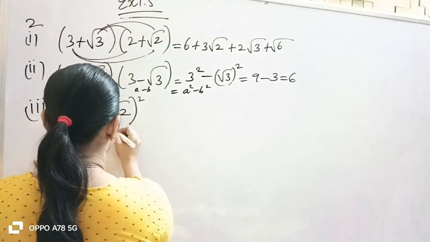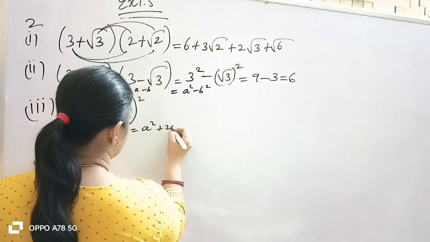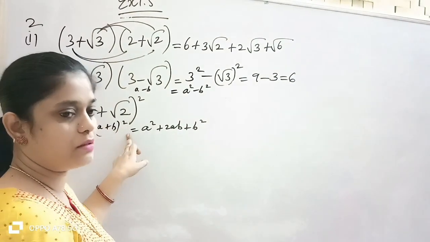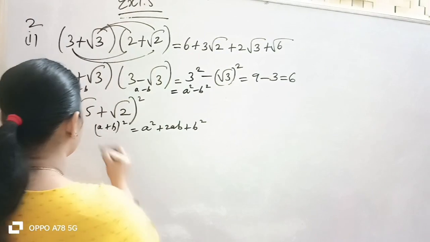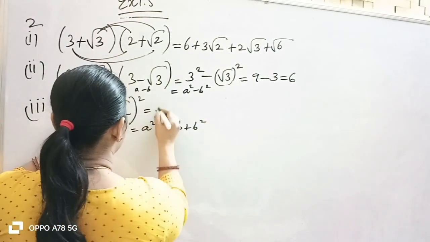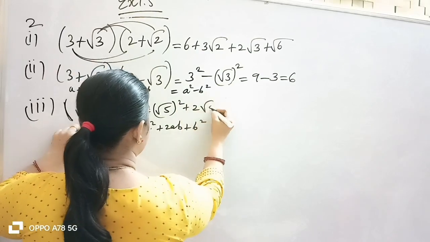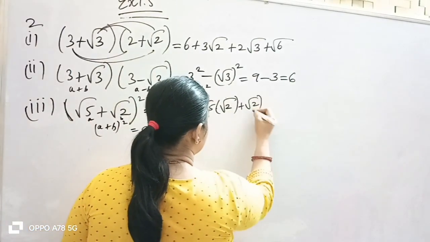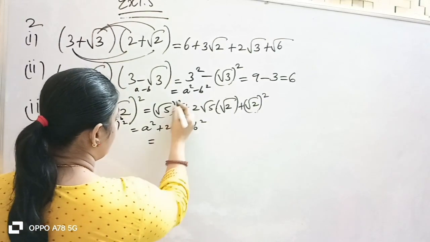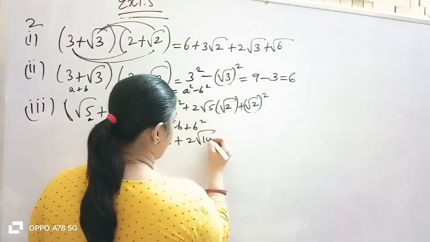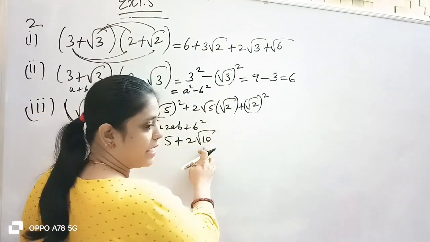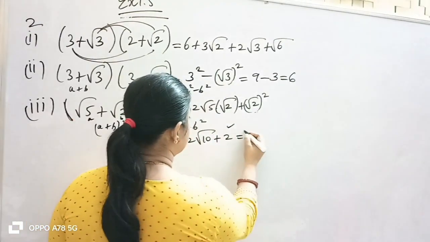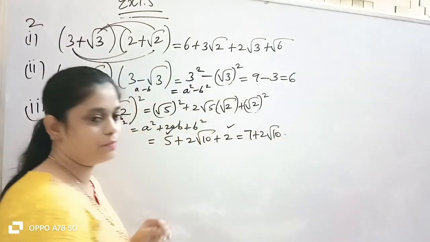The a plus b whole square identity is a square plus 2ab plus b square. Write all the identity formulae in your notebook, because formulae carry marks, and this way you avoid mistakes. Here it is a, it is b. Apply: root 5 the whole square plus 2 into root 5 into root 2 plus root 2 square. Root 5 square is 5, and root 5 into root 2 is root 10, because root a into root b is root of a into b. Here there is a 2, and these two are like terms, so you add them: 7 plus 2 root 10. That is the final answer, very clear.